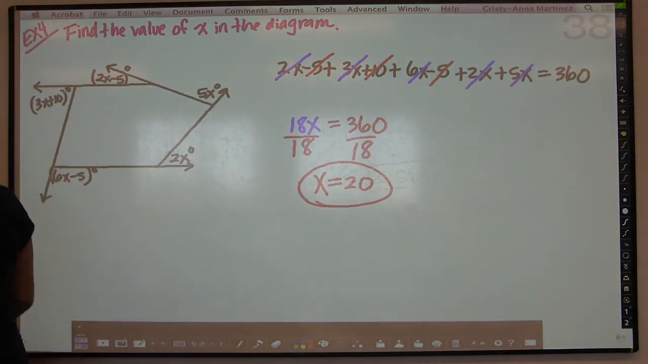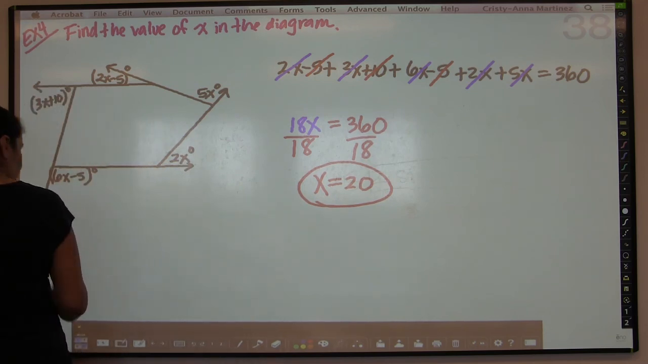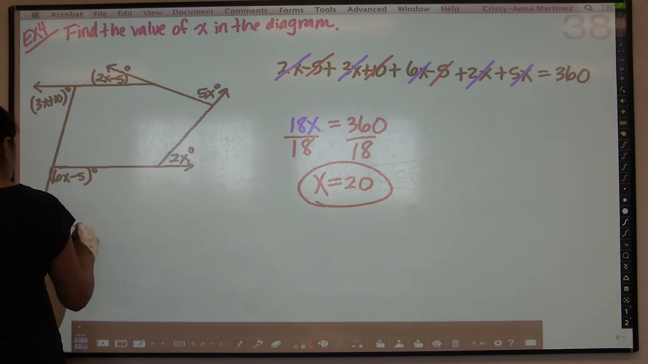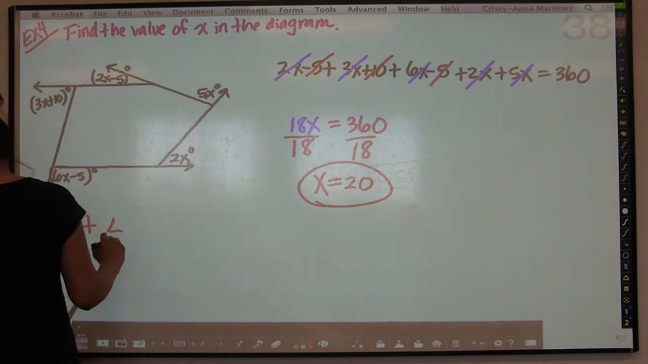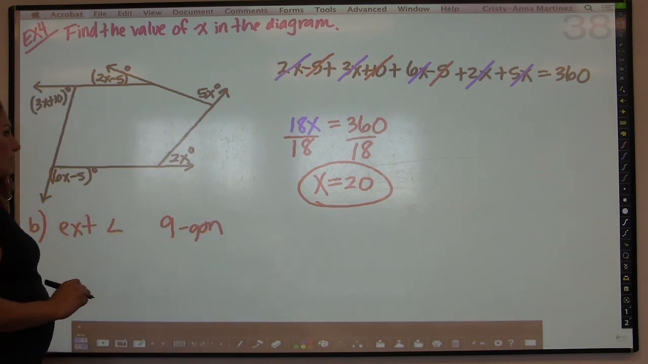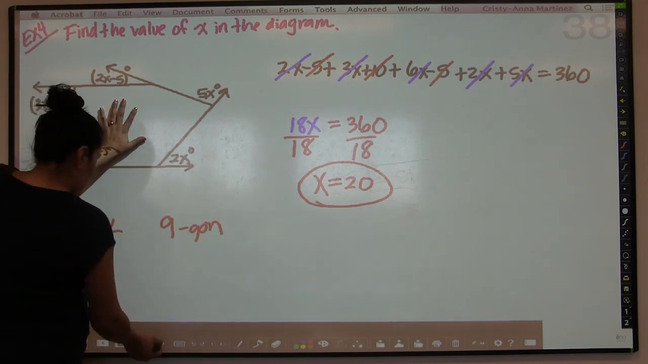Now I forgot to write on the board here, but there is a part B, and it says find the measure of each exterior angle of a regular nonagon. So in part B, I'm going to make some space down here. They want us to find the measure of the exterior angle of a regular nonagon. A nonagon is a 9-sided figure, okay? So again, you have to remember that if all of the interior angles, so this is not a good example, but let's just go here real quick.